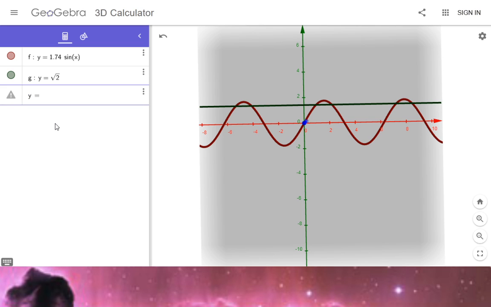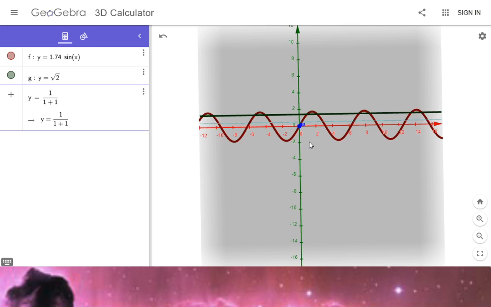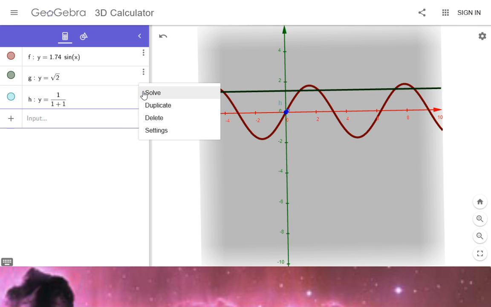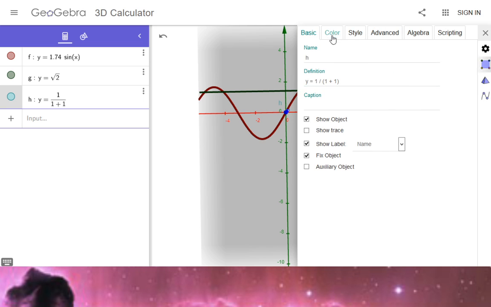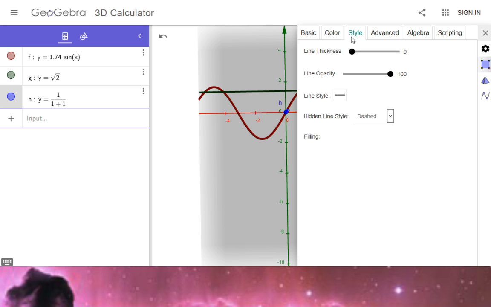So y equals 1 divided by 1 plus 1. Now why isn't it printing that? Okay, now I can see the line there, so we've got to run the settings on this. And let's make it a blue style. Make this thick so we can see it here.